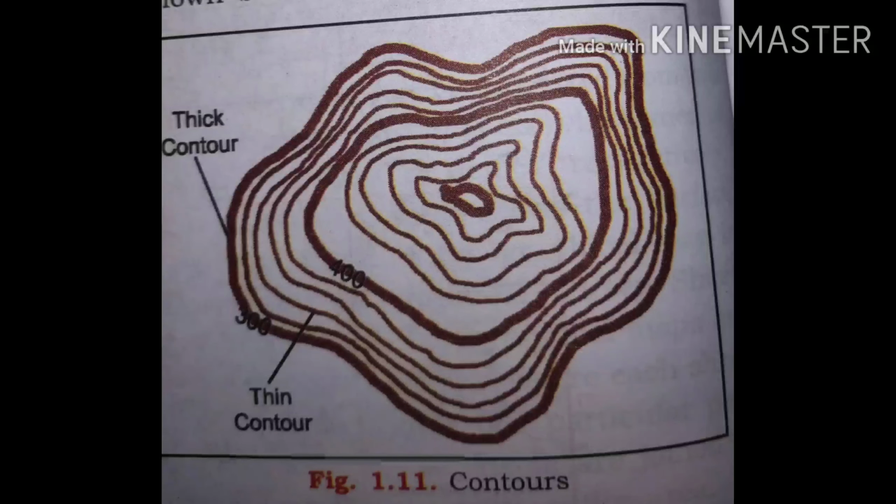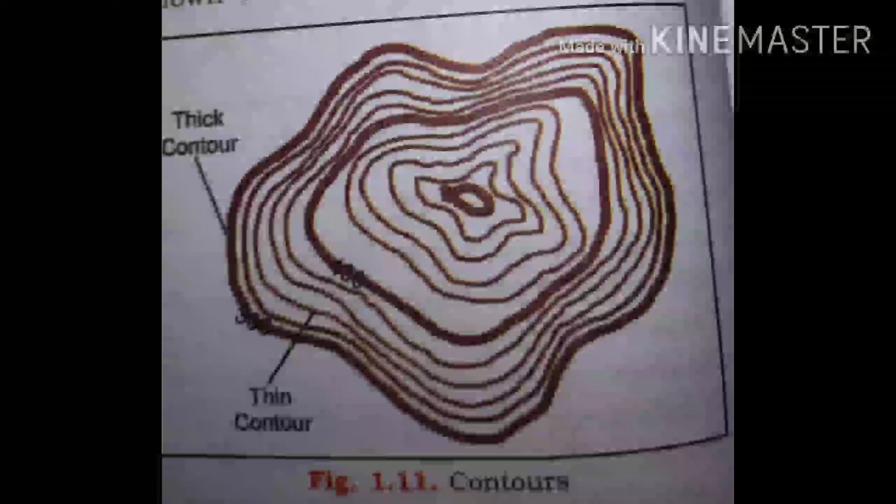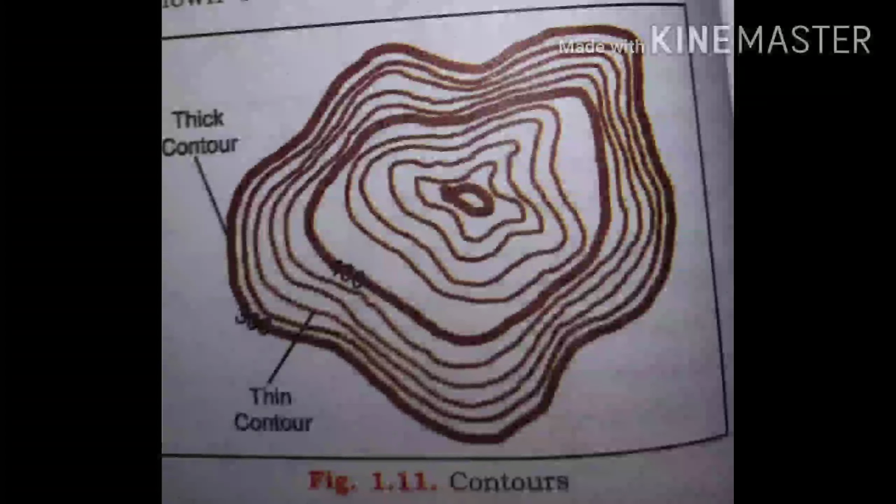Contour lines are imaginary lines joining places which have the same height above the sea level. The contour lines are generally brown in color, and there are two types of contour lines: thick contour lines and thin contour lines. Thick contour lines generally have a contour interval of 100 meters, and thin contour lines generally have a contour interval of 20 meters.